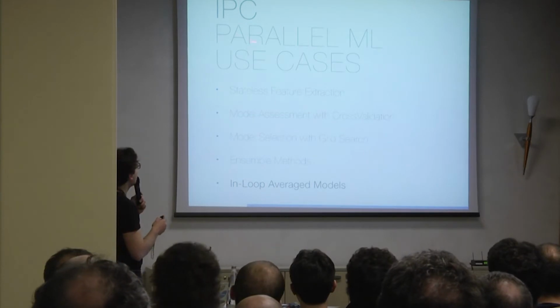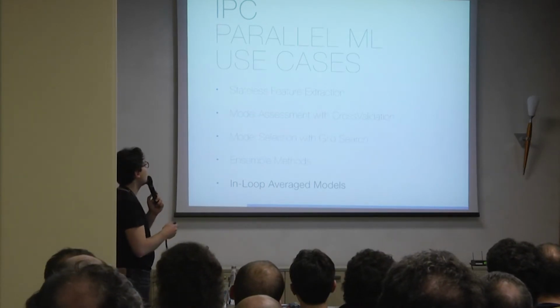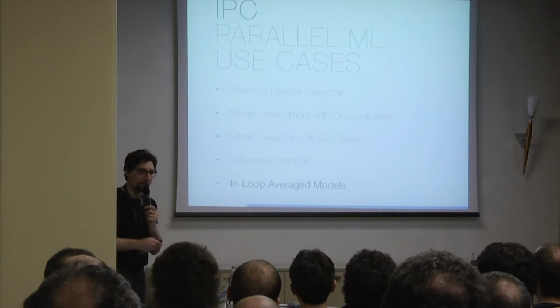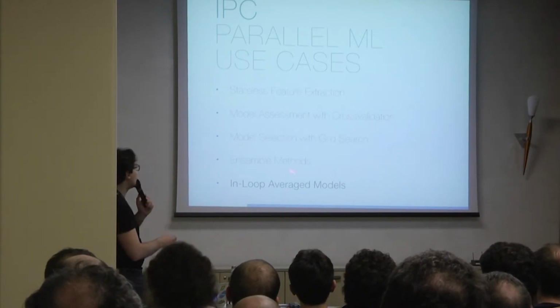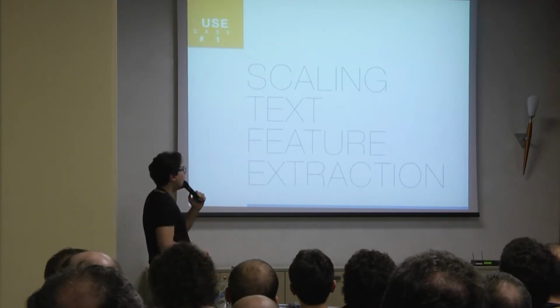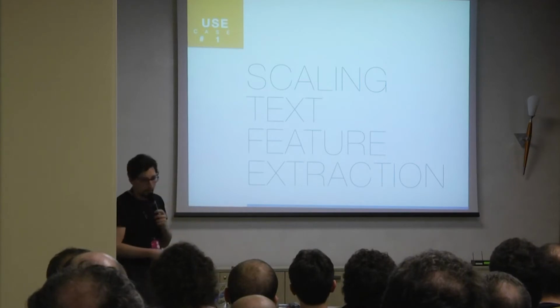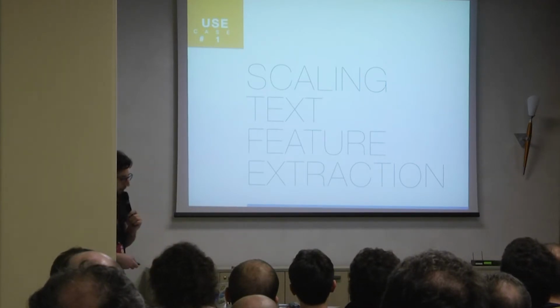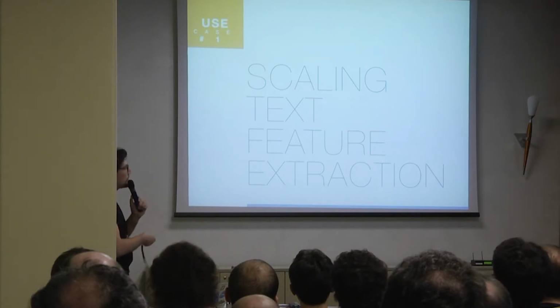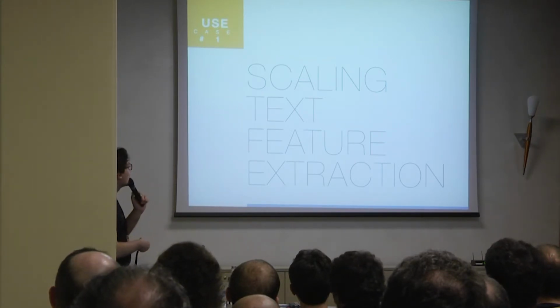And there are indeed other parallel machine learning use cases that require inter-process communication. Okay, this is the case of in-loop averaged models. We will have an example of this. Since we are quite running out of time, let me try to skip this use case, which is fairly simple. If we have time, we'll talk about this at the end.